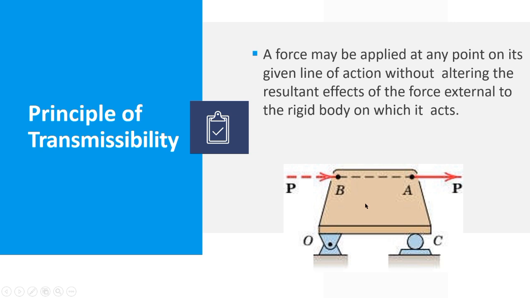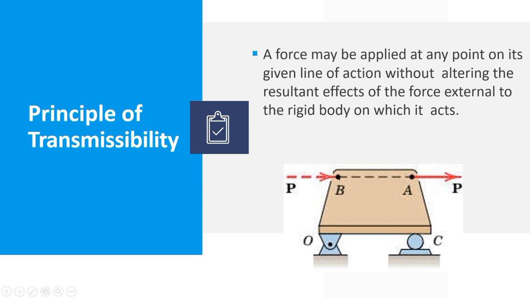For example, there is a force P acting on point B, let's say, in this direction. But if we move the force P from point B to point A, acting on the same body in the same direction, it does not affect the resultant effects of the force on the body, because there is a hinge and this force cannot move the body in this direction.